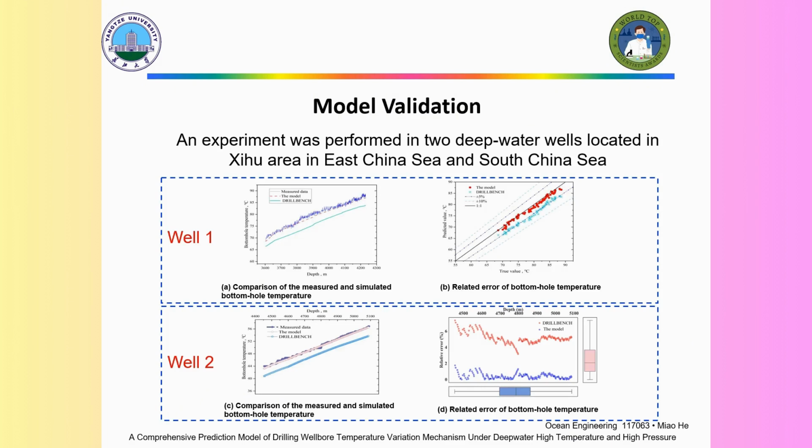Model validation. An experiment was performed on deepwater wells located in the Zihu area in the East China Sea and the South China Sea. A, comparison of the measured and simulated bottom hole temperature. B, related error of bottom hole temperature. C, comparison of the measured and simulated bottom hole temperature. D, related error of bottom hole temperature.